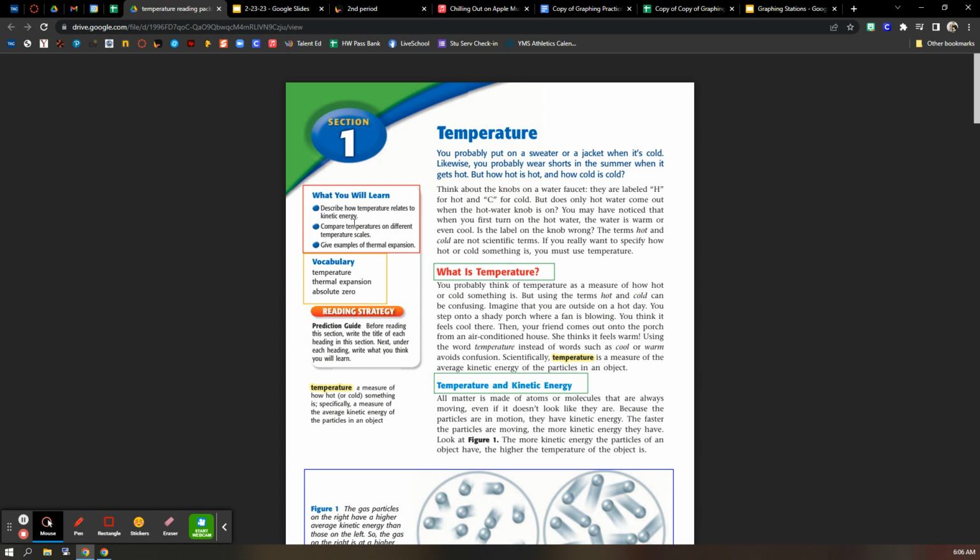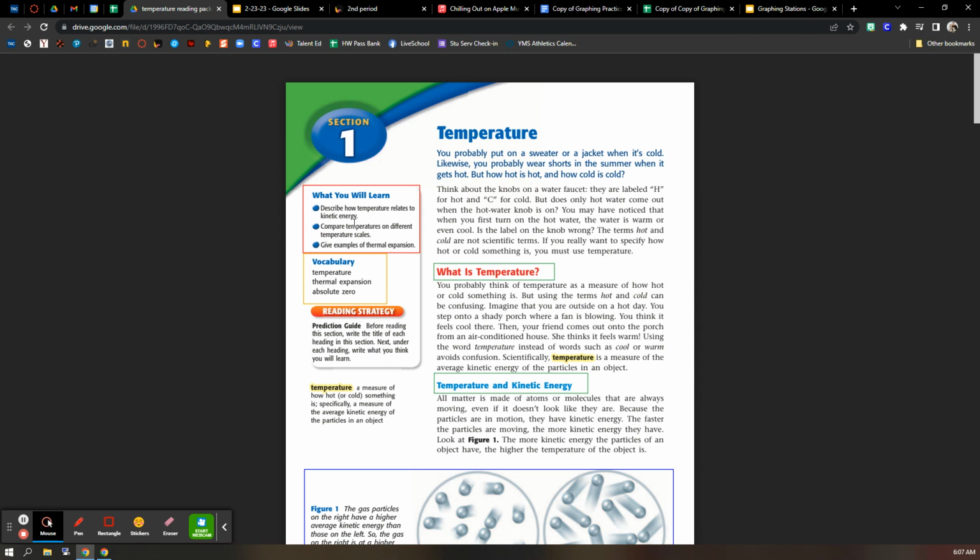But does only hot water come out when the hot water knob is on? You may have noticed that when you first turn on the hot water, the water is warm or even cool. Is the label on the knob wrong? The terms hot and cold are not scientific terms. If you really want to specify how hot or cold something is, you must use temperature.